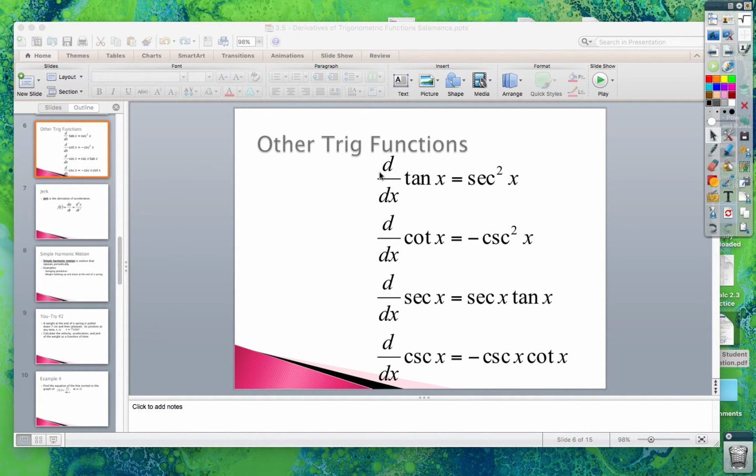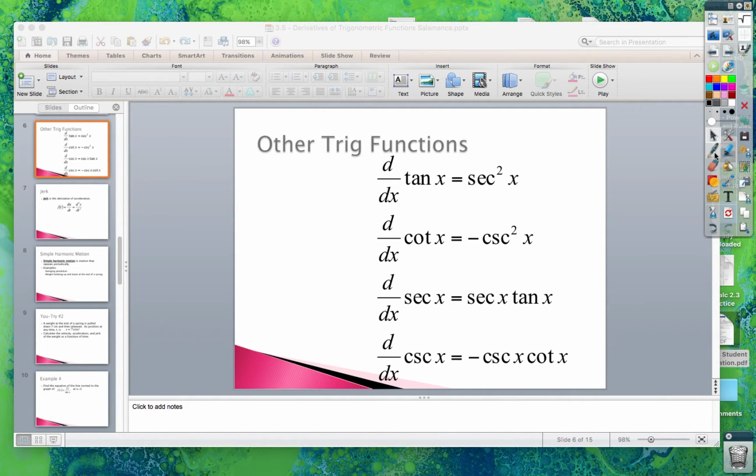So we know that the derivative of tan x is equal to secant squared x. The derivative of cotangent x is equal to negative cosecant squared x. The derivative of secant x is secant x tan x. The derivative of cosecant x is equal to negative cosecant x cotangent x.